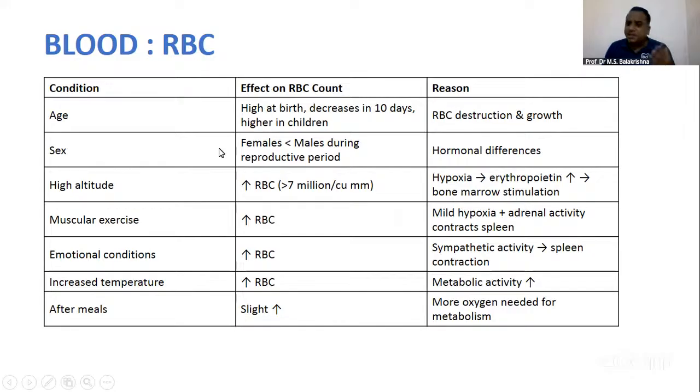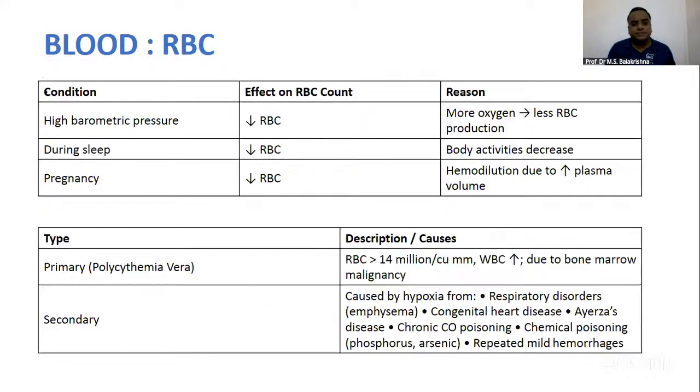Then RBC content is a little more in males, but in females it is more during the reproductive period because of the hormonal differences. At high altitude, RBC content is more. With muscular exercise, RBC increases. With emotional conditions, RBC increases. With increased temperature, RBC increases. And after eating meals also, the content of RBC increases. So the reasons are given there. You can go through this presentation again and learn it.